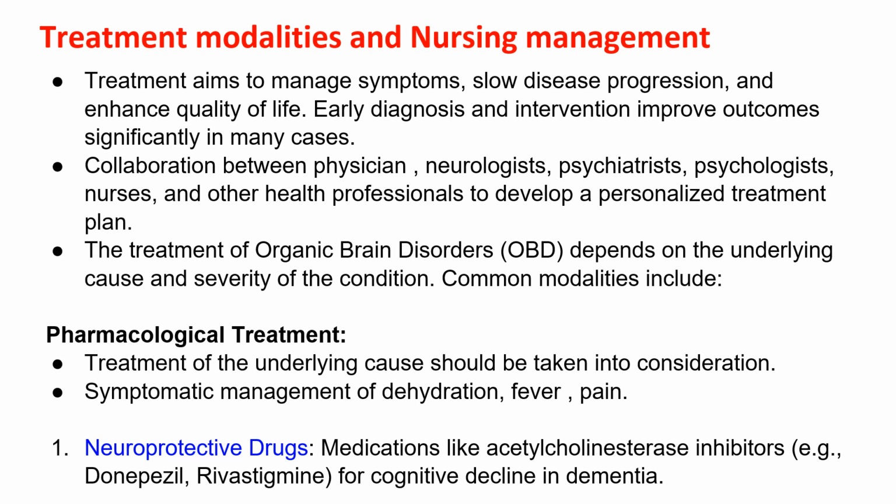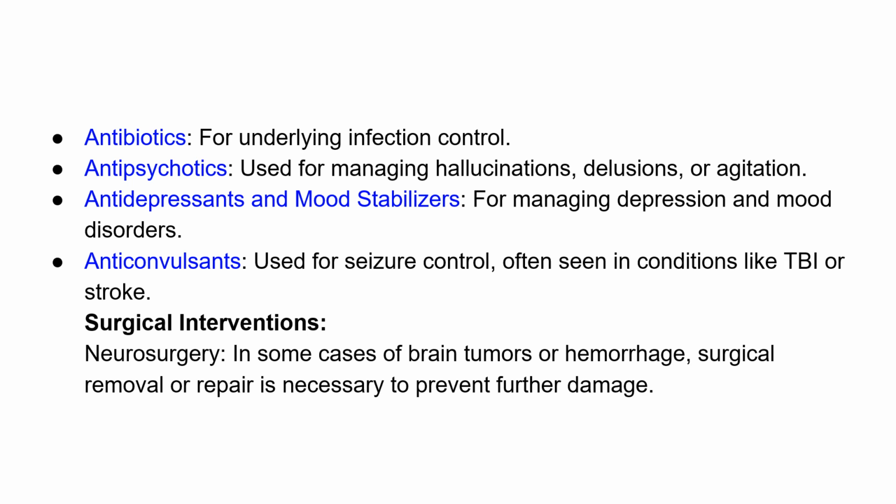if there is dehydration, fever, or pain, then medications according to what the symptoms are. Other than that, we have some neuroprotective drugs like acetylcholinesterase inhibitors, donepezil, rivastigmine for dementia and so on. Then if there is an infection, you'll go for antibiotics. Then antipsychotics for managing any psychotic symptoms, if present or not. Antidepressants, mood stabilizers, and anticonvulsants.